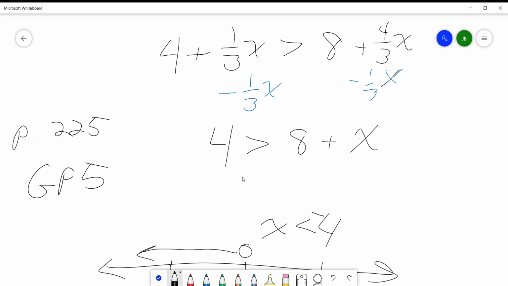If we subtract 8 from both sides, then I'm going to get -4 is greater than x, which, look at the solution here. See how I have it worded over here? X is less than -4. If -4 is greater than x, that means the converse is true. X must be less than -4, right?